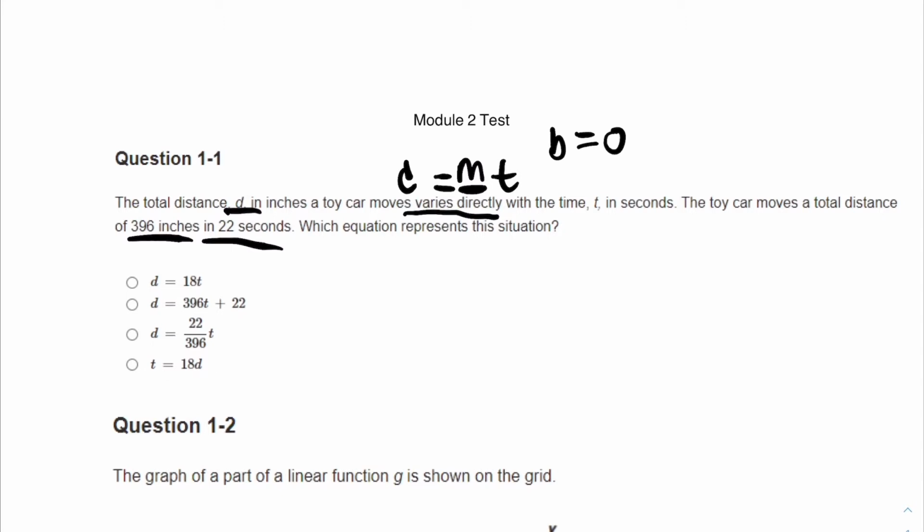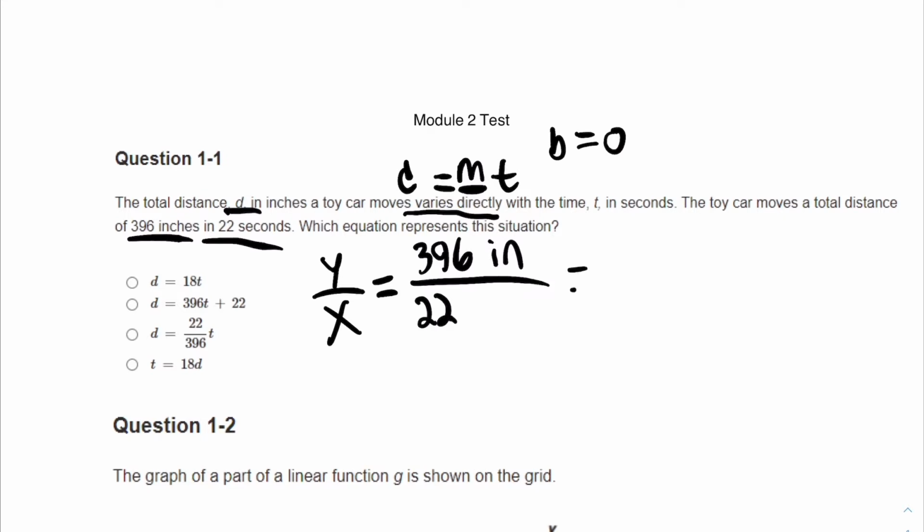They only gave you two numbers, and with slope we always know that the y's go on top and the x's go on the bottom. With direct variation we only need one x and one y. So let's just take the distance and put that on top, and take the time and put that on the bottom. And then when you do that division, you're going to get 18. 18 inches per second, which is the first answer choice.